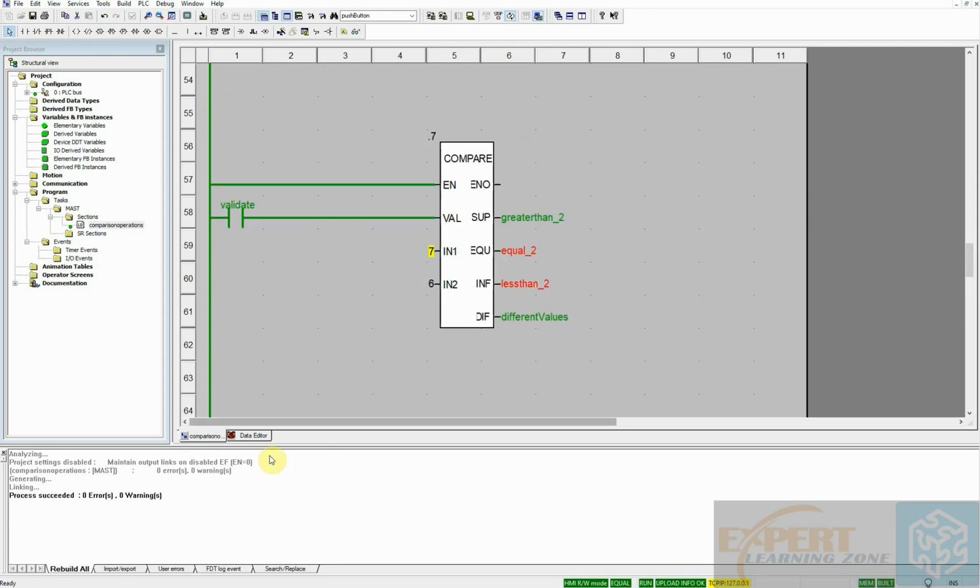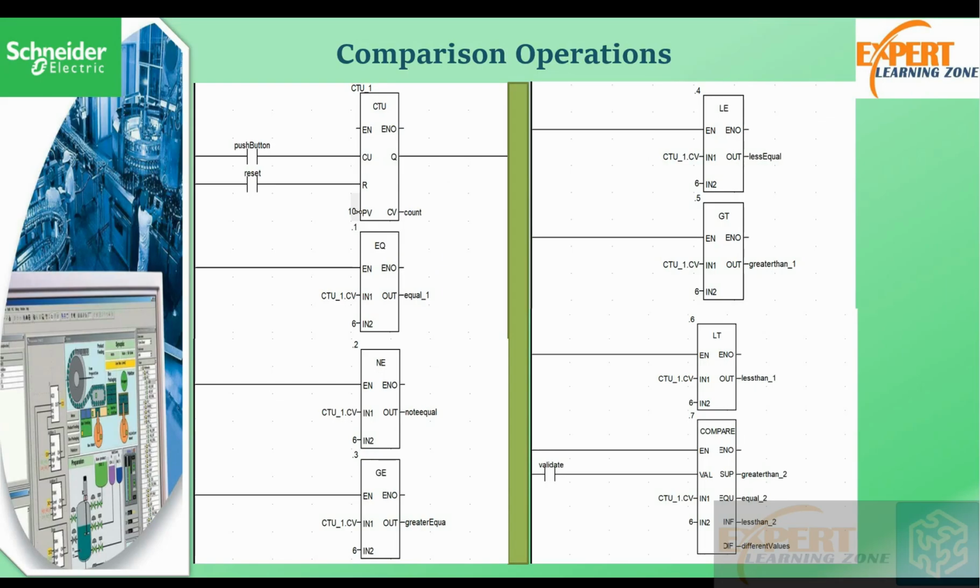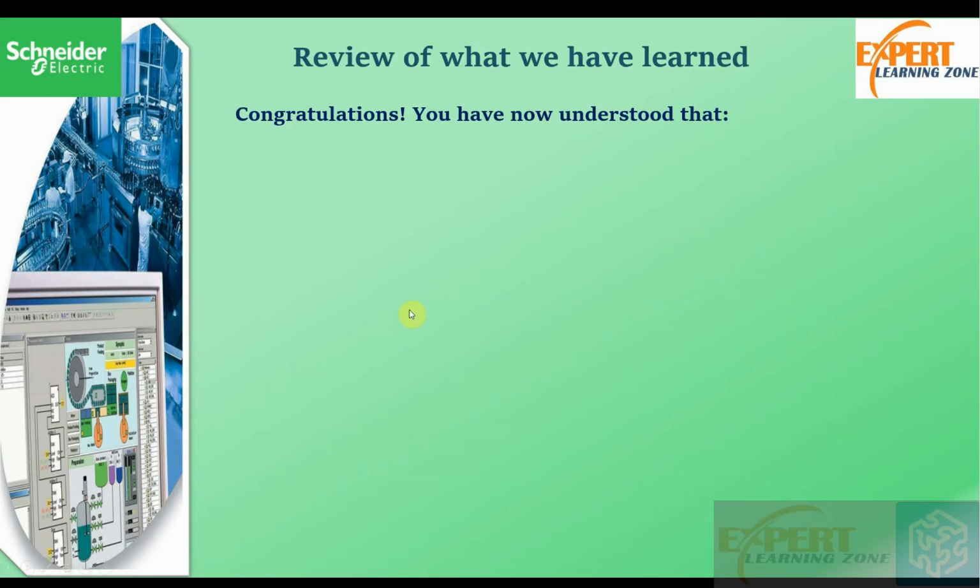All right, so let's go back to our presentation. Okay, so let's see what we have learned in this course. So we have now understood that for the equality operator, the comparison is true if input 1 and 2 are equivalent. You should note that these equality operations can go up to 32. You can compare more than one variable.